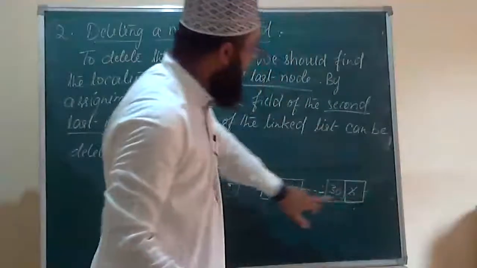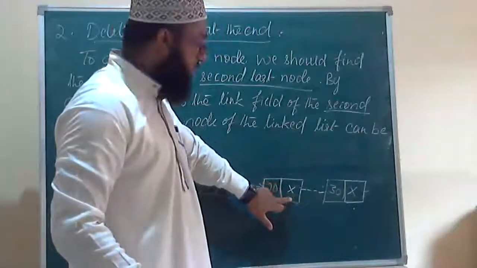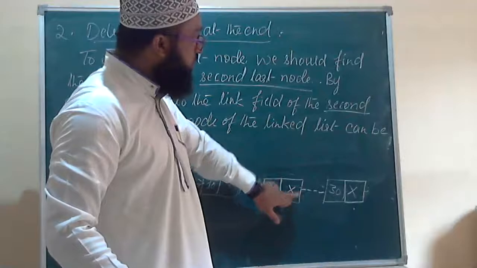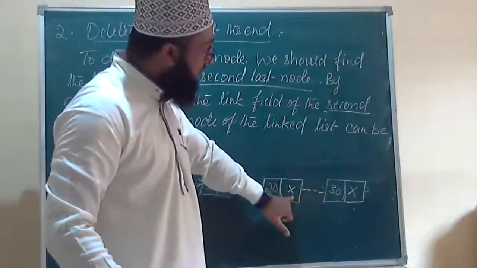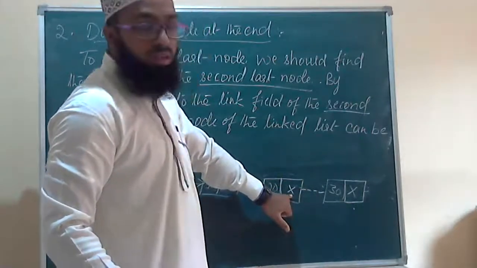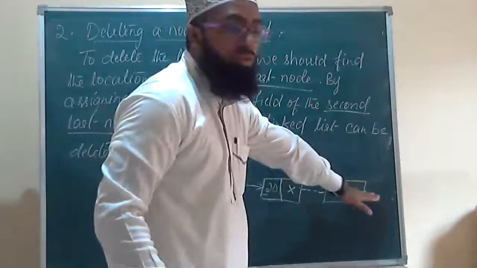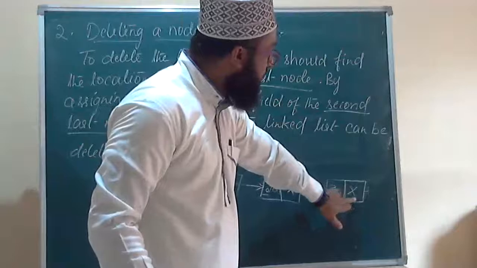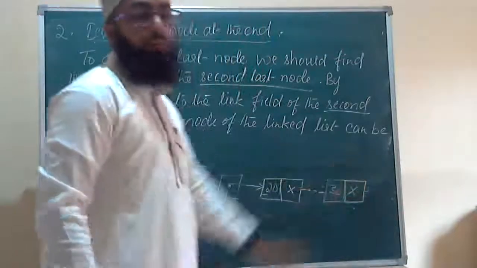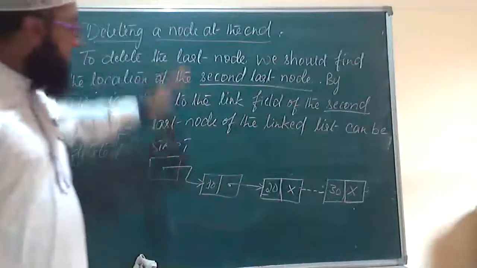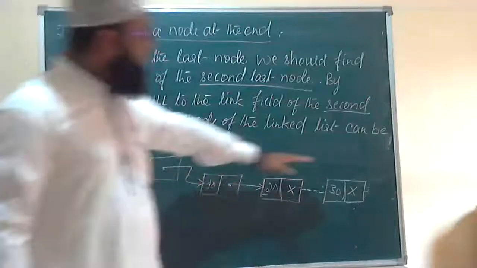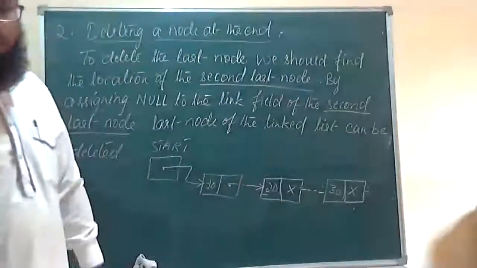This null pointer will come here. First of all, this node is connected to the last node, then we have assigned the link field of this node to null, so the last node will be deleted, and the link field of this node also becomes null. Like this we can delete the last node of the linked list.